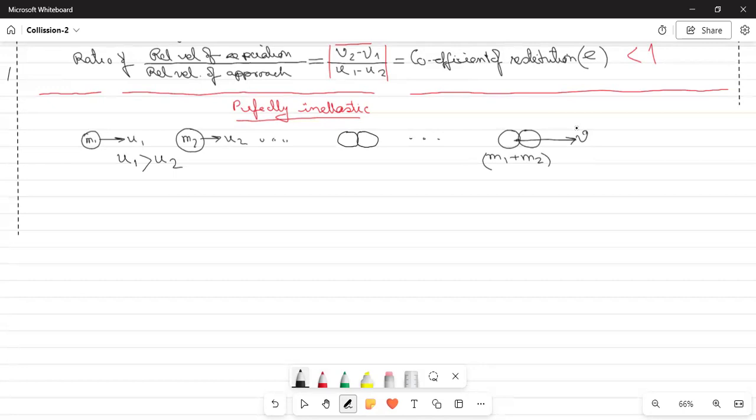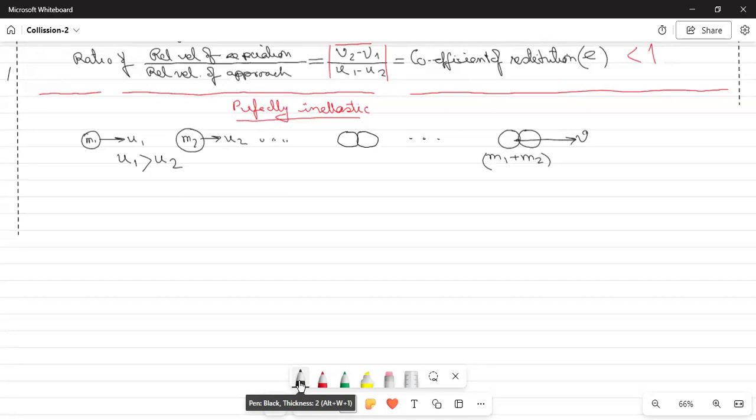And both of them move with a velocity v. One example of this: suppose there is a ball which is moving and a bullet is fired. So what will this bullet do? The bullet will go and stick into the ball, and then both of them will move together. There are many such examples of perfectly inelastic collision where the bodies finally become a combined body.